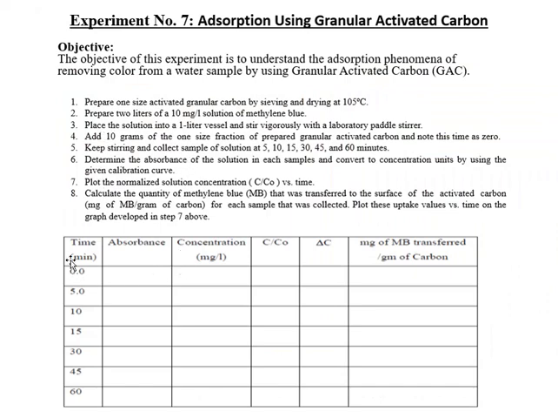Once you complete the experiment, then you have to prepare this table. You will collect the sample at different time intervals and you will measure this value from the colorimeter. The color you can measure, and then you will convert it into the concentration of methylene blue, how much color is removed, and then you can do this calculation. So that is one of the objectives.